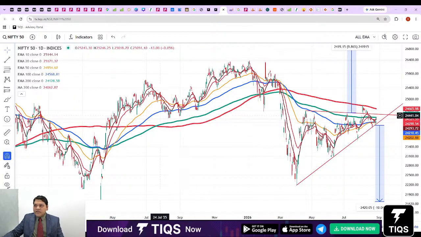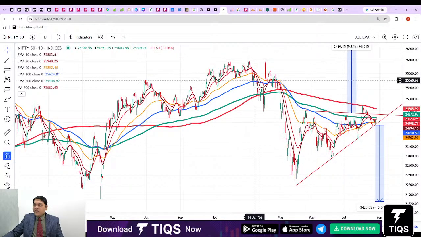So all the corrections in the uptrend have been absorbed near some of the moving averages. So here the 100-day moving average got support. It went up, then the 10-day and 20-day EMA went up. The 50-day EMA went up, again the 10 and 20-day EMA went up. But as soon as the structure has changed, after this you can see the jumble has started, then the trend has changed, and then you can see a big fall came.